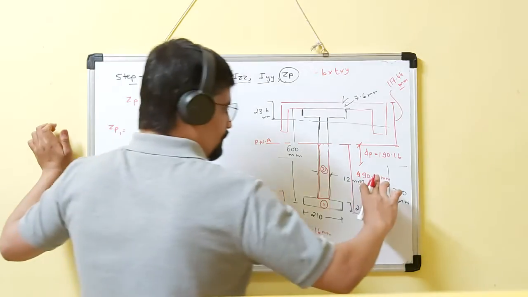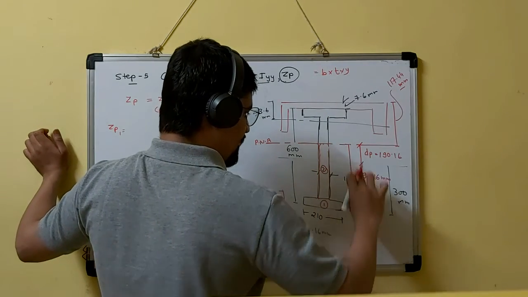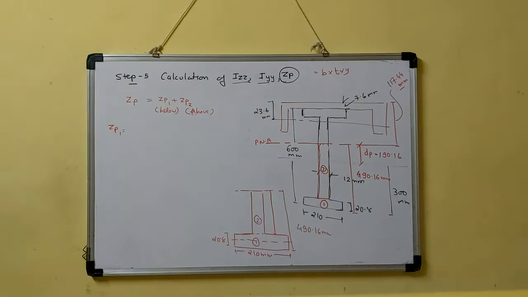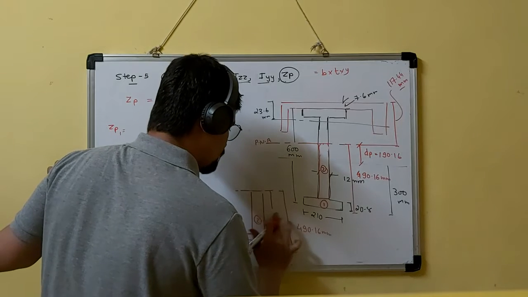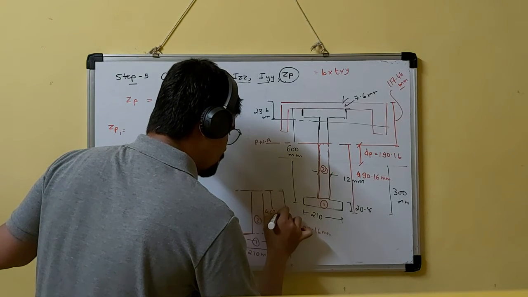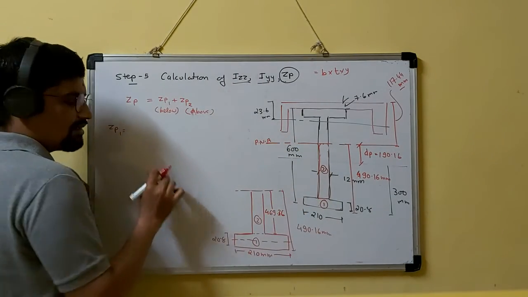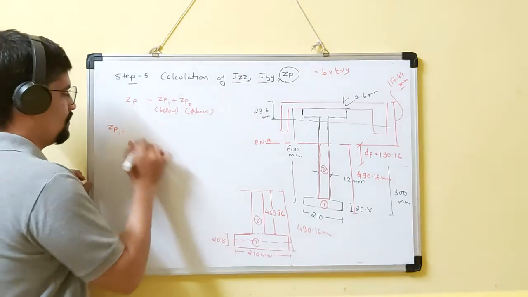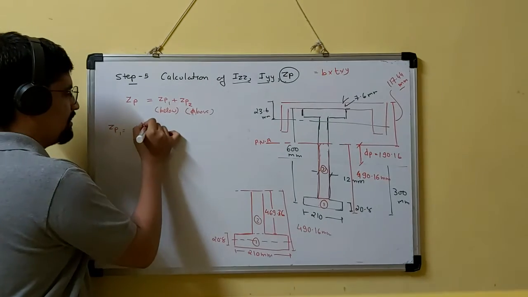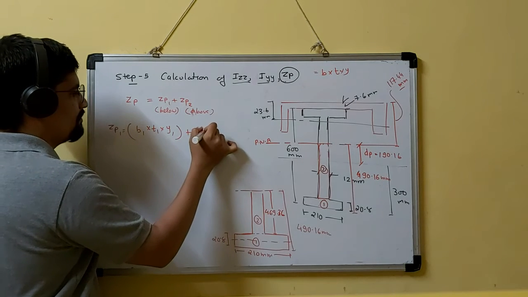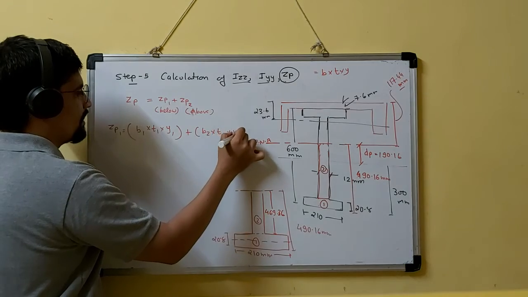490 minus 20.8, we will get this value. So what is the value? It is 469.36. Okay, so let's calculate. ZP1 is divided in two sections, 1 and 2. So it will be B1 into T1 into Y1 plus B2 into T2 into Y2.